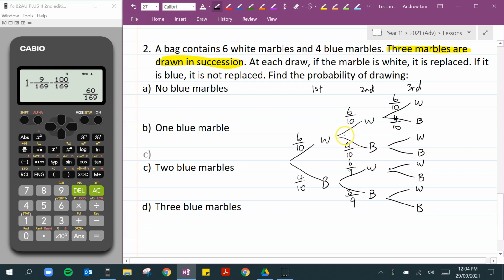In this branch here, we can see that we've picked a blue, so that means we need to not replace it. So now there's only 9 marbles to choose from. Now we've already chosen a white. Actually, no. That means there are 6 white marbles because we've replaced all white marbles, but there's only 3 blue.